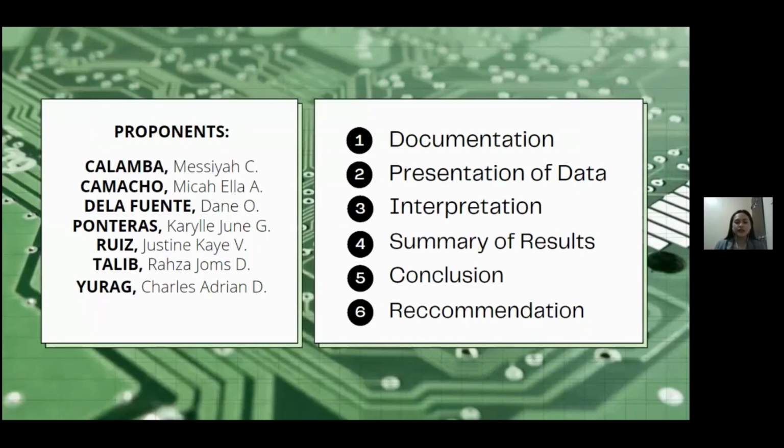My group mates, Ms. Calamba, Mr. De La Fuente, Mr. Ruiz, Ms. Talib, Mr. Yurag, and lastly, Ms. Contreras. Before we move on, let me share with you the flow of the presentation. First, we have the documentation, followed by the presentation of data, interpretation, summary of results, conclusion, and lastly, the recommendations.